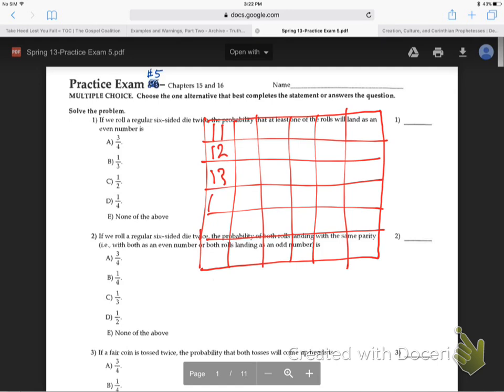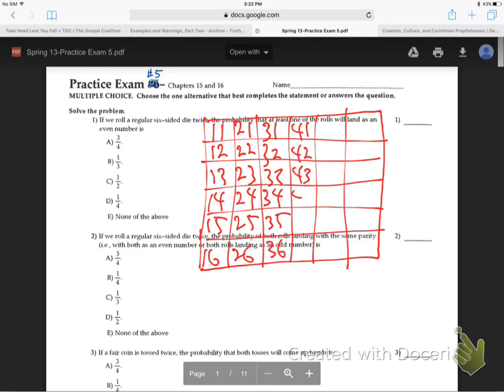1,1, 1,2, 1,3, 1,4, 1,5, 1,6. 2,1, 2,2, 2,3, 2,4, 2,5, 2,6. 3,1, 3,2, 3,3, 3,4, 3,5, 3,6. 4,1, 4,2, 4,3, 4,4, 4,5, 4,6. 5,1, 5,2, 5,3, 5,4, 5,5, 5,6. 6,1, 6,2, 6,3, 6,4, 6,5, 6,6. Okay, so there's everything: 36 different things that can happen when you roll a die twice, or two dice at once. Same thing.